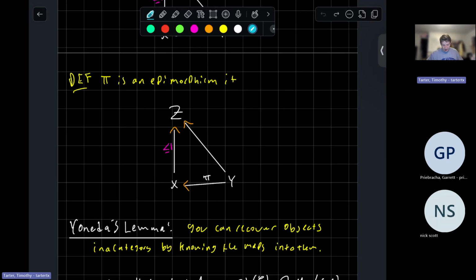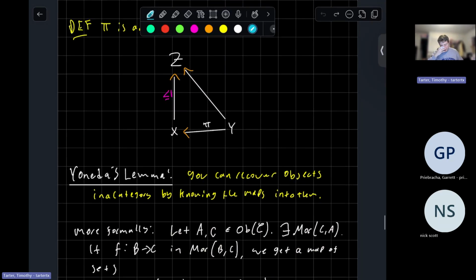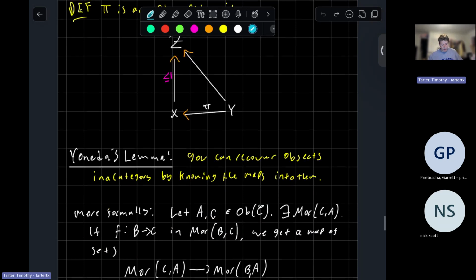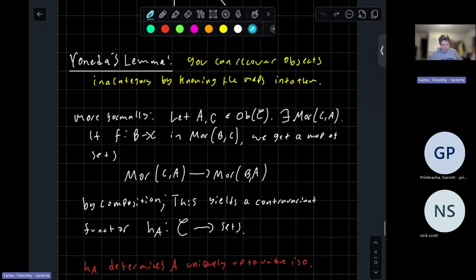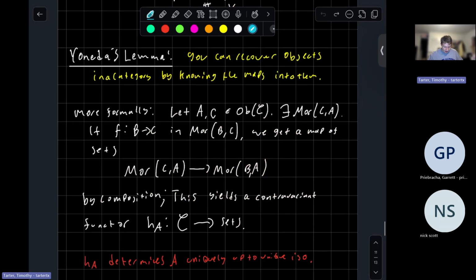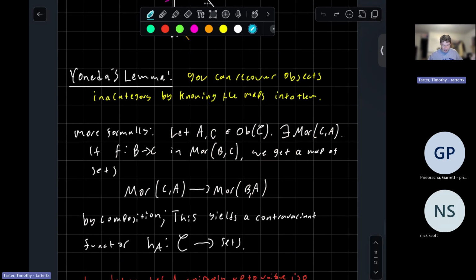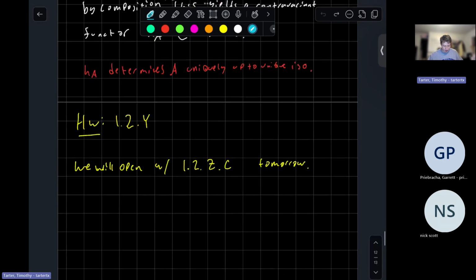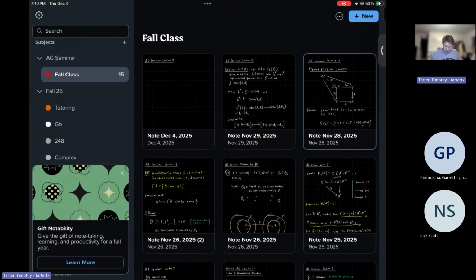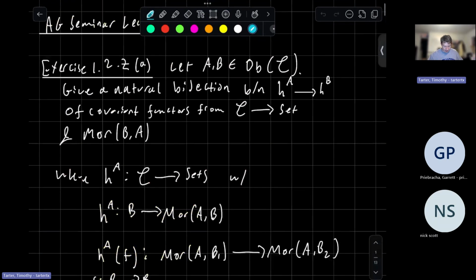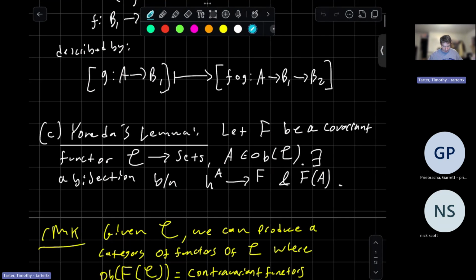But essentially, unless we need that slight difference, you can think of them as injective and surjective morphisms. And then Yoneda's lemma was that you can recover objects in a category by knowing the maps into them. And we expanded on this in the next lecture, where we went through the formal statement of Yoneda's lemma.